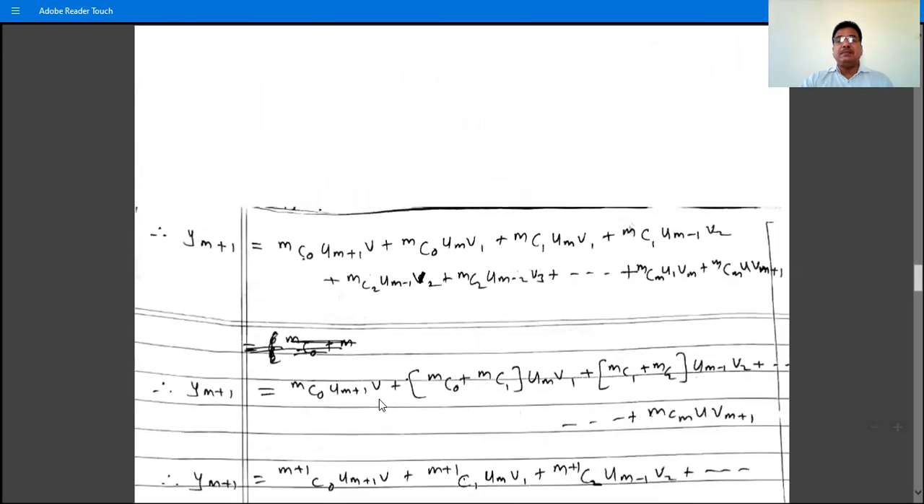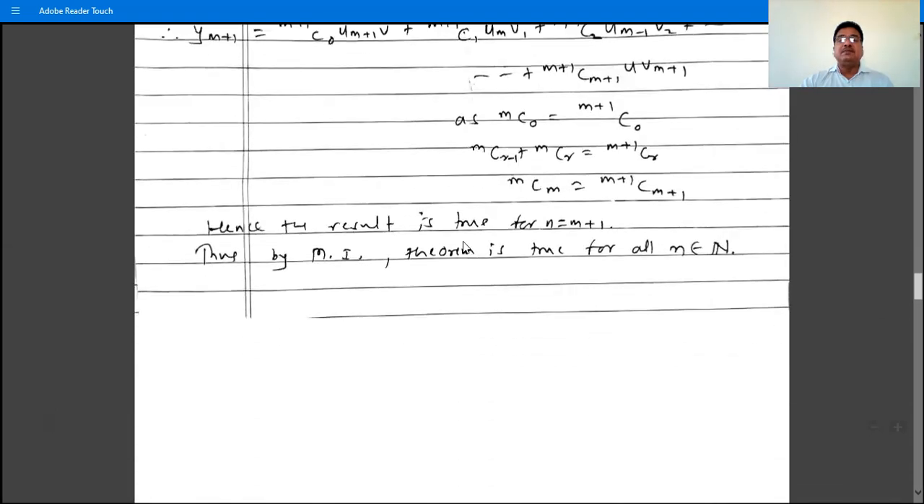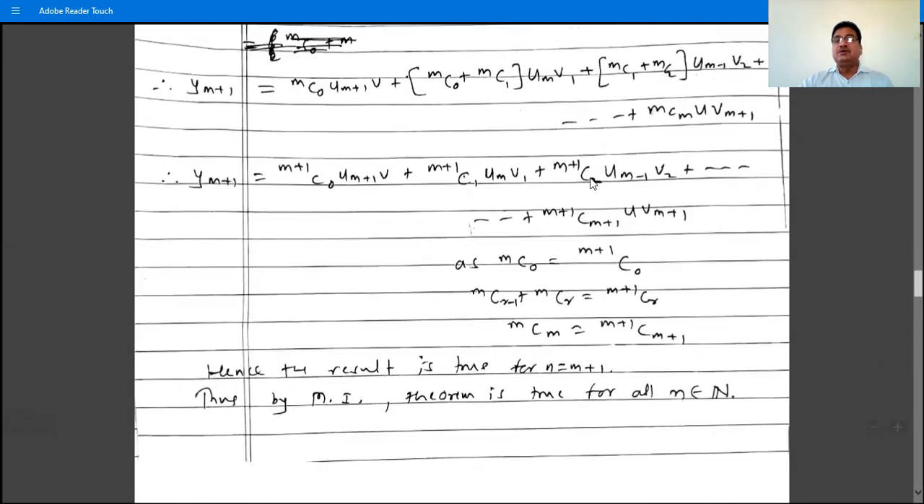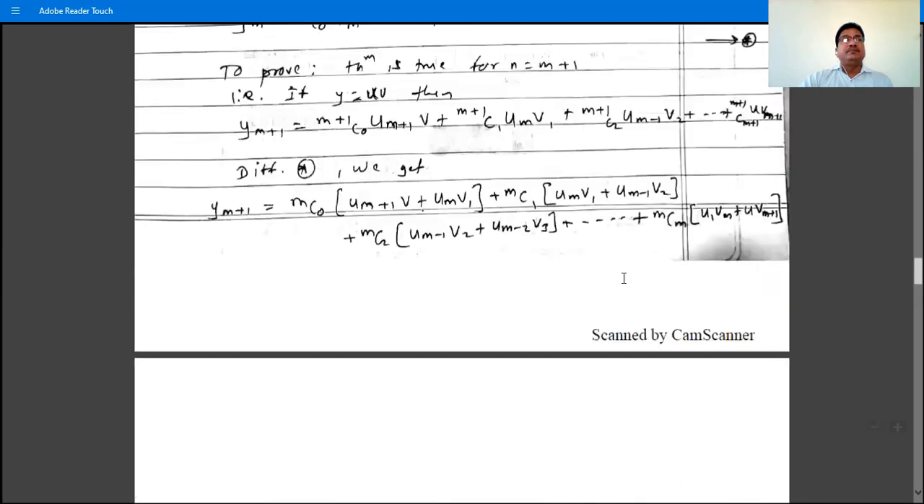If you observe this step, this is what I have to prove. y(m+1) is equal to this, and if you observe this step, y(m+1) is equal to this. Hence we say the result, or theorem, is true for n equal to m plus 1. And hence by mathematical induction, the second step is completed. Hence by mathematical induction we say that the theorem is true for all n belonging to N. So this is the proof of Leibniz theorem.